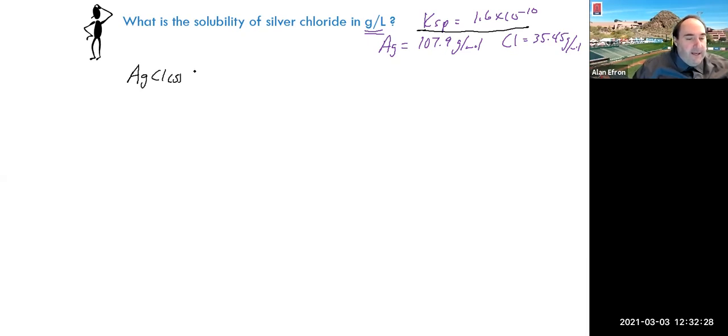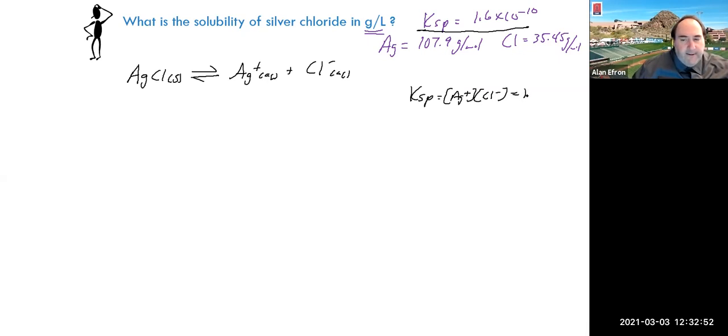We're going to have our solid on the left. So our silver chloride, when it breaks apart, will produce a little bit of silver ions and a little bit of chloride ions floating around. And our KSP expression in this case would be our products, which is the silver ion times our chloride. Again, no reactants here as it is a solid on that side. And that would equal 1.6 times 10 to the minus 10.